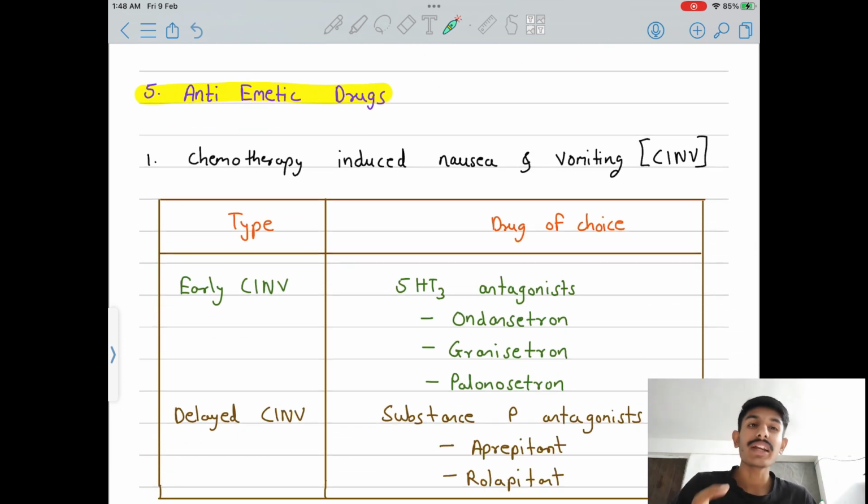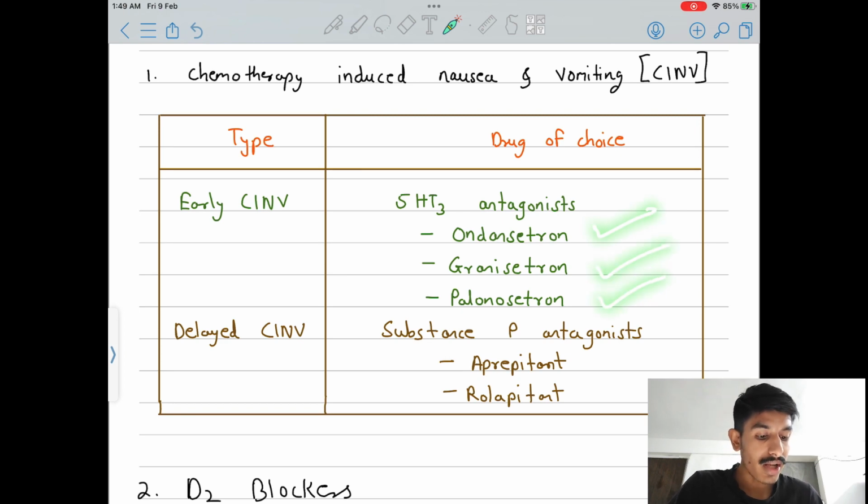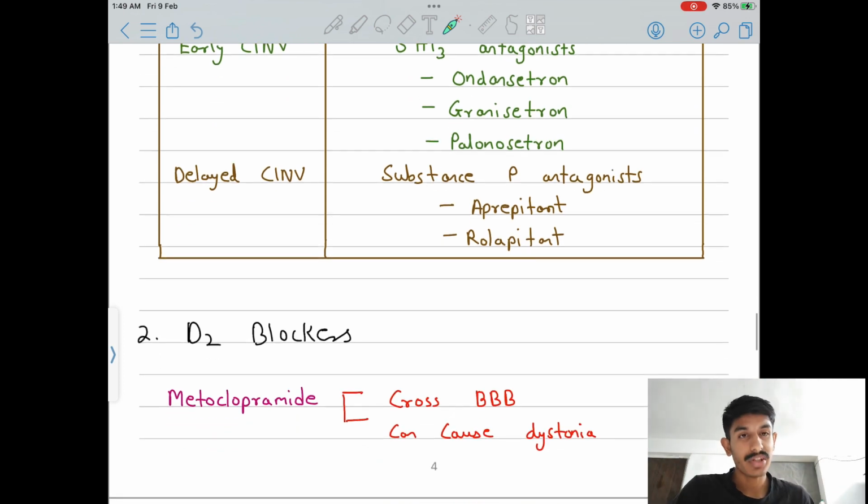Now anti-emetic drugs. For example, after chemotherapy you may feel nausea and vomiting, so you give anti-emetic drugs. Sometimes before or after operations there are also problems, so you give them before and after, for early and delayed vomiting. For early, you will give ondansetron, granisetron, and palonosetron. For delayed, after chemotherapy when you feel nausea and vomiting, you will give aprepitant and rolapitant. These two drugs are given to stop nausea and vomiting in chemotherapy patients.